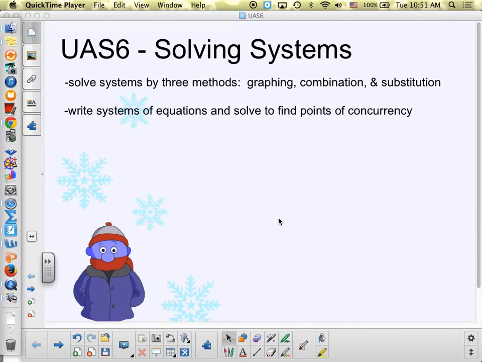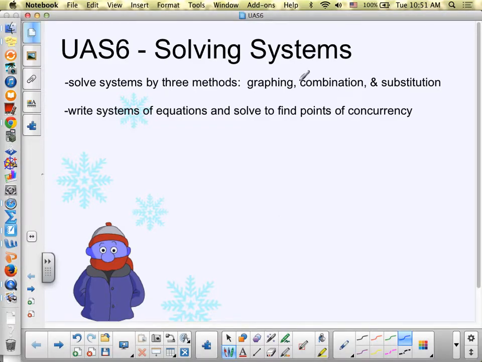This is the UAS6 lesson for honors geometry. UAS6 comes after UAS4 where you just solved equations. So the two goals in this are to solve systems of two equations, meaning two equations whose intersection is the desired outcome. Last year in algebra you solved systems by three methods: graphing, linear combination, sometimes called elimination in other algebra books, or by substitution.